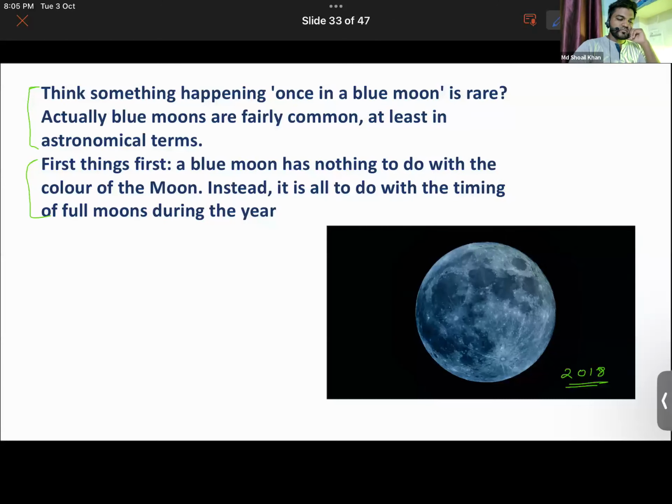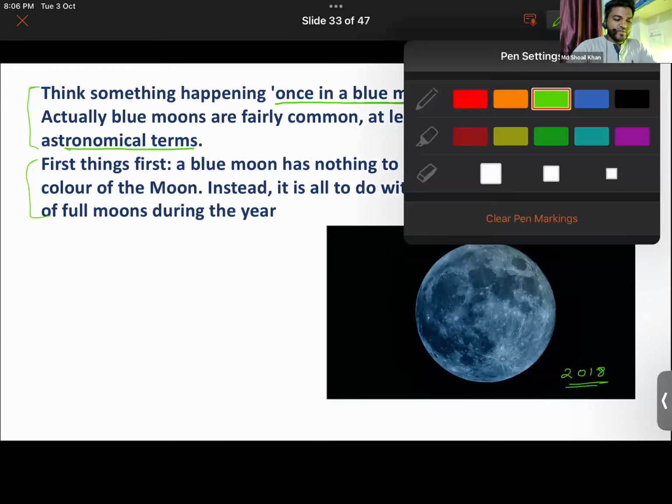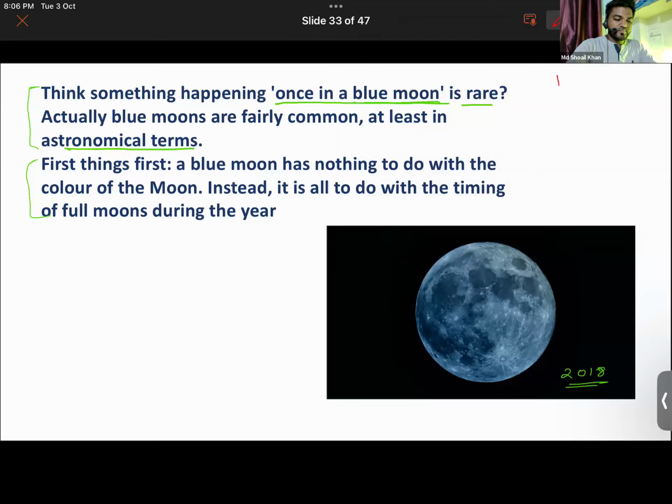So important point we need to know that the phenomenon of blue moon is quite rare, but in astronomical terms, it is not that much rare. In the case of astronomy, they have their own calendars. For different objects, according to the recurrence of that phenomenon, there are different calendars. What do I mean by that? For example, Halley's comet. I believe you guys might have heard of the Halley's comet.